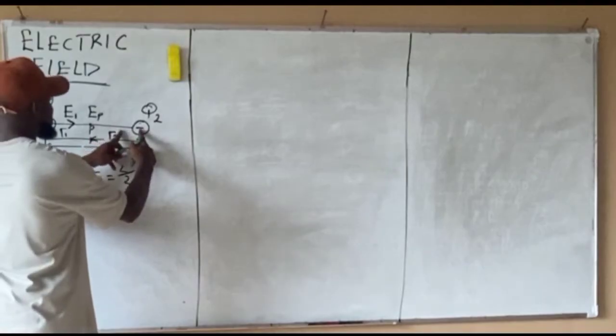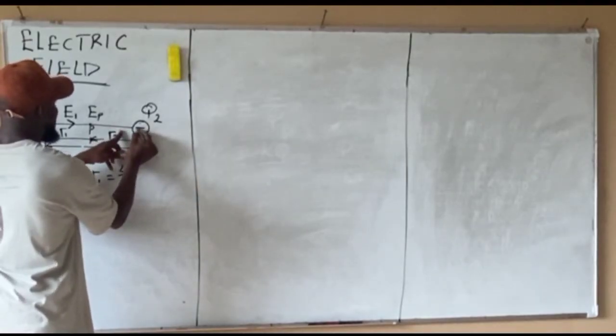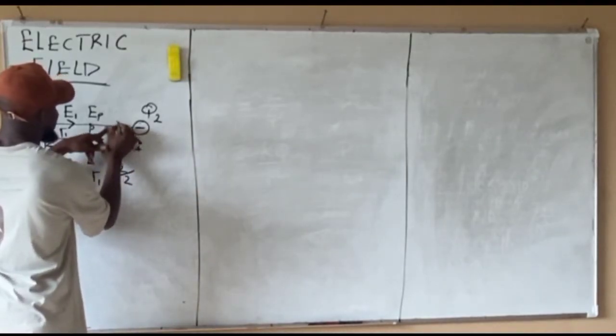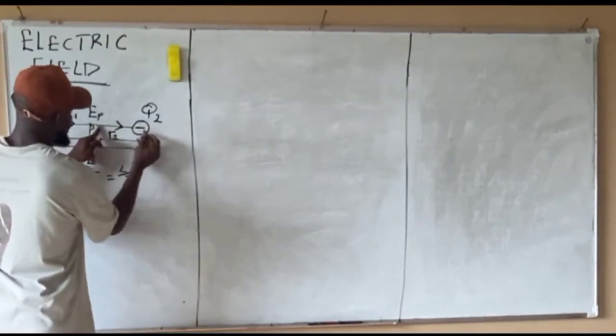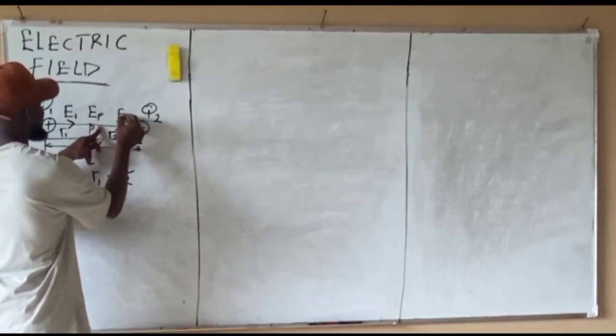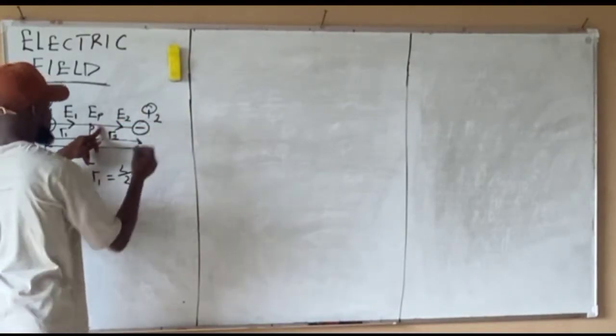Now, what about for this? For a negative charge, electric field lines will be what? Entering the charge, coming into the charge. So it's coming towards the charge. So I'll call this one E2. It is the electric field due to charge Q2.